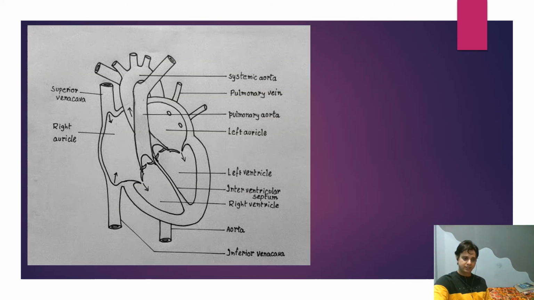Next one is a diagram of the heart, and they have asked us to label the aorta and pulmonary vein. So we have the pulmonary vein and aorta.